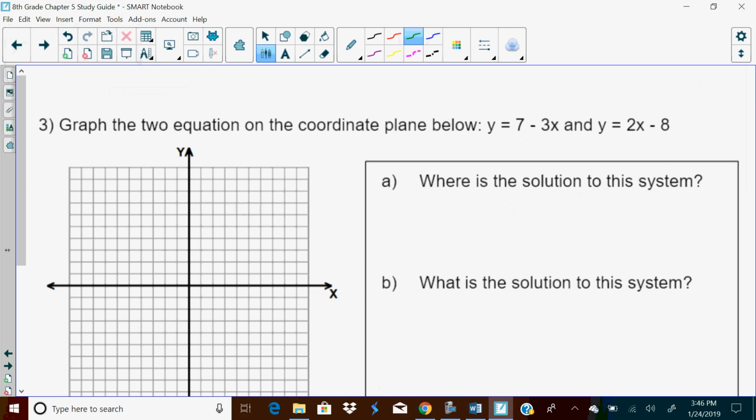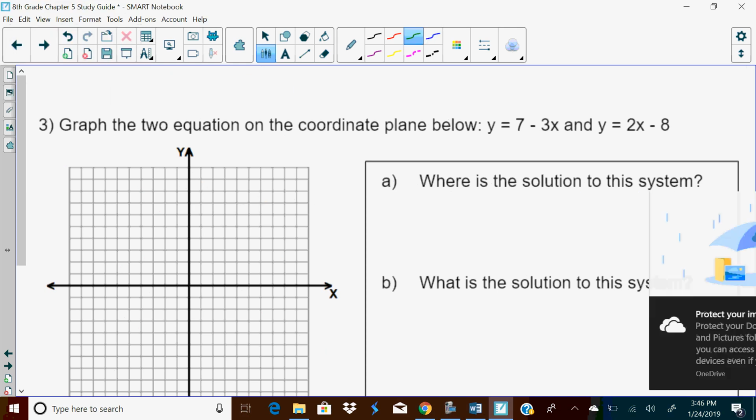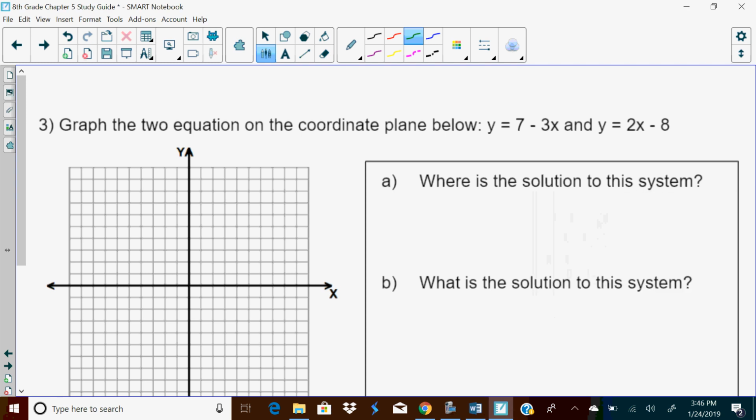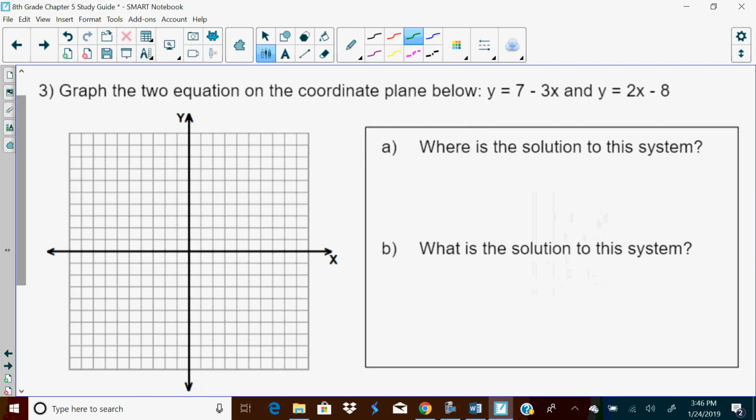So for the next problem, I have to graph both equations and then try to figure out where they meet. It says graph two equations on a coordinate plane below: y equals 7 minus 3x and y equals 2x minus 8. So for 7 minus 3x, I'm going to use two different colors. I'm going to start at positive 7. So 1, 2, 3, 4, 5, 6, 7 is going to be right here.